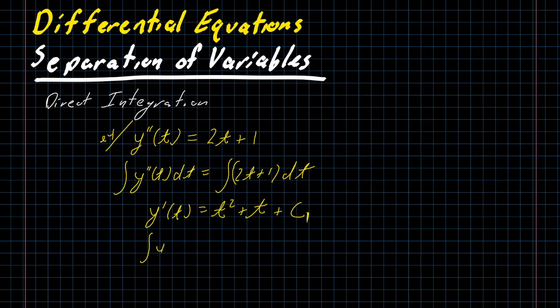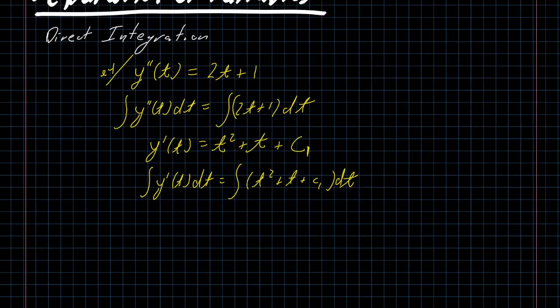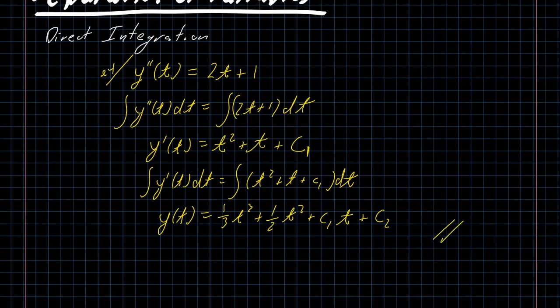We integrate y prime of t with respect to t, and we integrate t squared plus t plus c1 with respect to t, and we get y of t is equal to 1/3 t cubed plus 1/2 t squared plus c1 times t plus our new arbitrary constant of integration, c2. And notice because of that t, we can't combine these two arbitrary constants, and we end up with an expression that has two arbitrary constants.